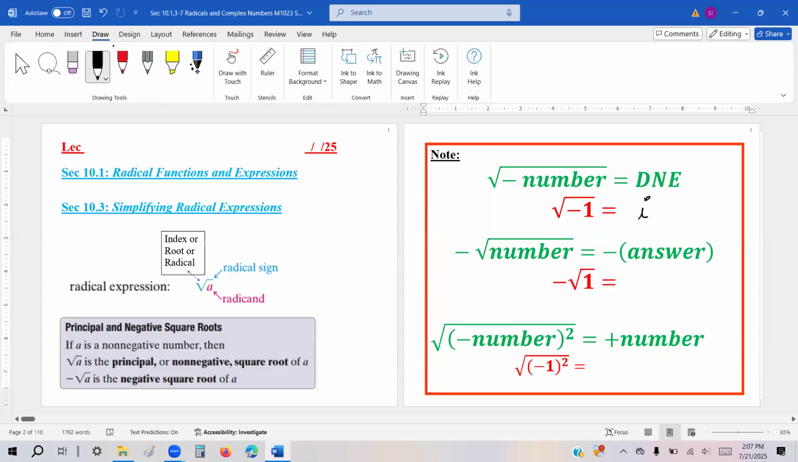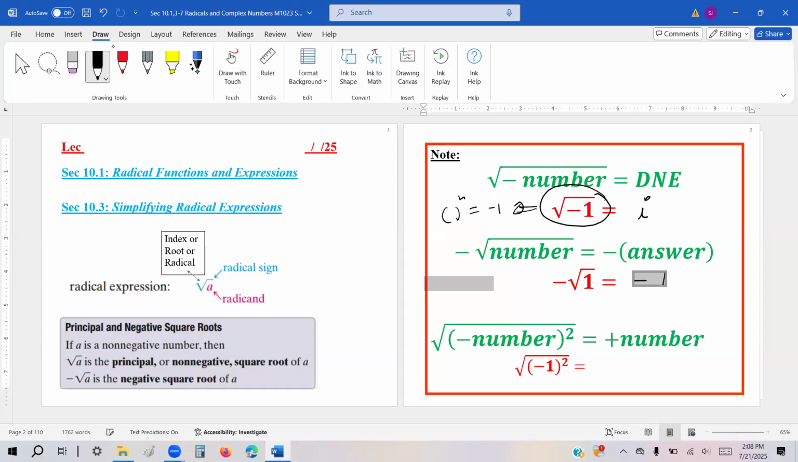It's called i because we cannot find any number that, when you square it, becomes -1. So the square root of -1 means find a number that, when you square it, the answer is -1. What number squared is going to give you -1? We don't know. It doesn't exist in real life. So it's i. On the other hand, if you have a negative in front of the radical sign, it's a multiplication. So what is negative square root of 1?